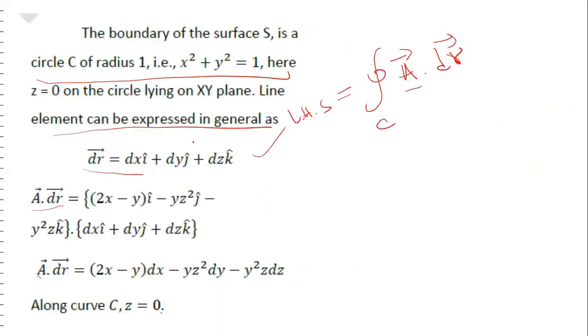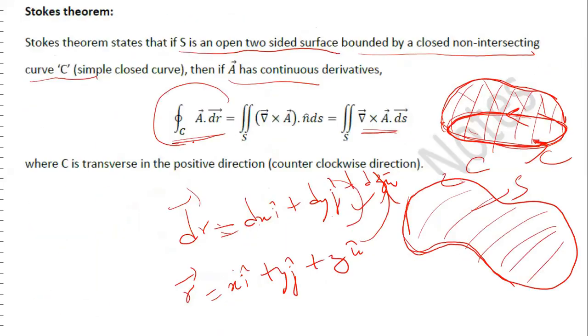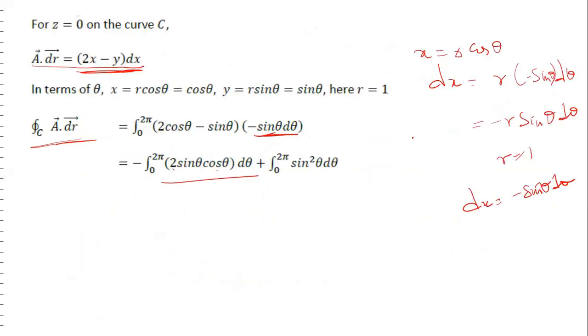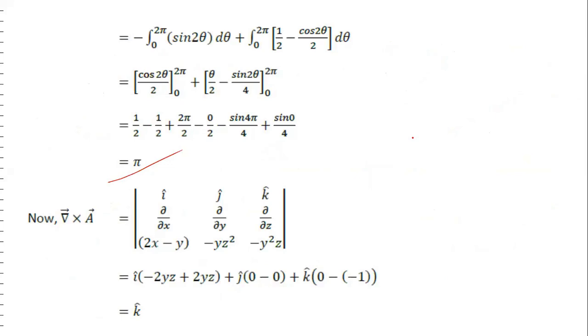So here the right hand side of this Stokes theorem is the surface integration of curl of A. So you have to perform the curl of A. Curl of A is this. This is how we perform curl of A. I've given you an example also. Curl of A is this, I have explained. So you perform the curl of A, eventually you will get k cap. So this should not be a problem.